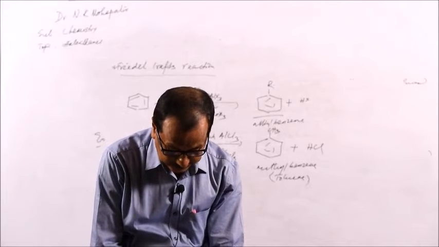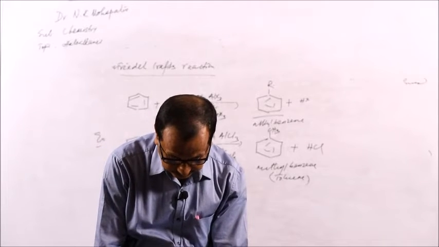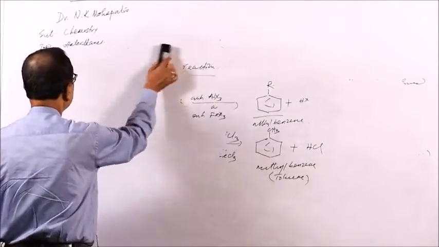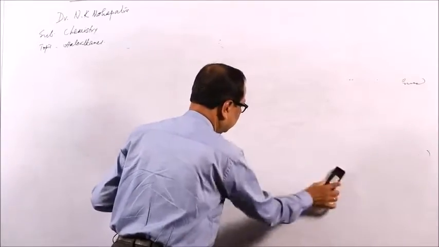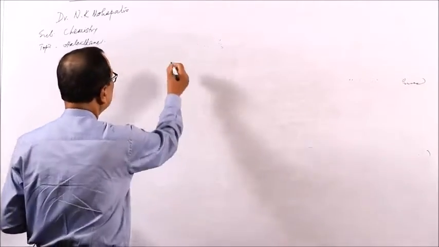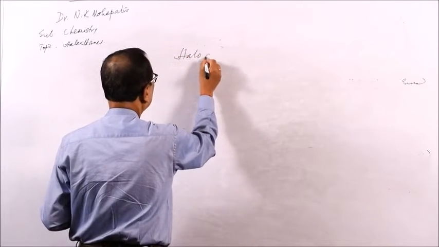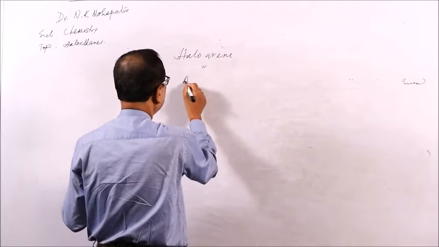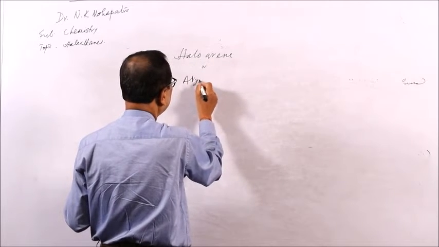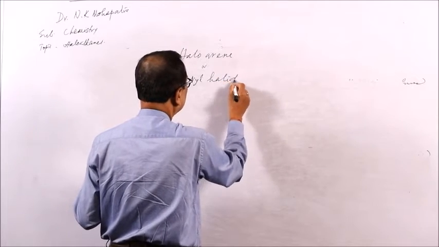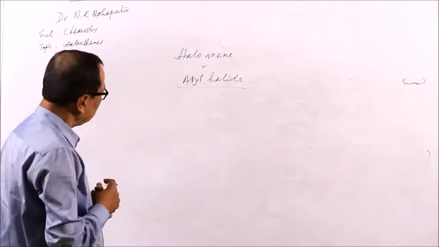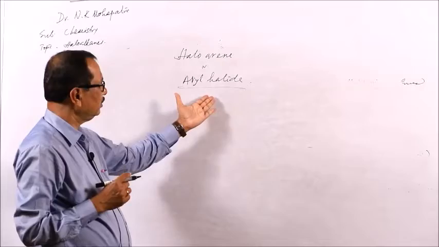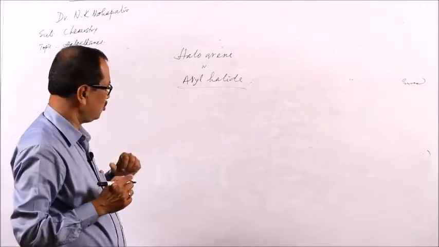Now let us come to another topic of this chapter, that of haloarenes, or aryl halides. Aryl halide is nothing but the substitution of halogen on a benzene ring or aryl group.